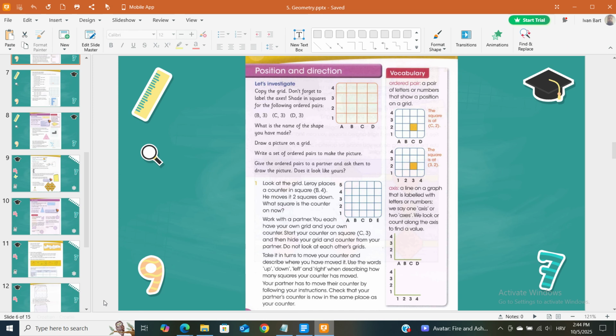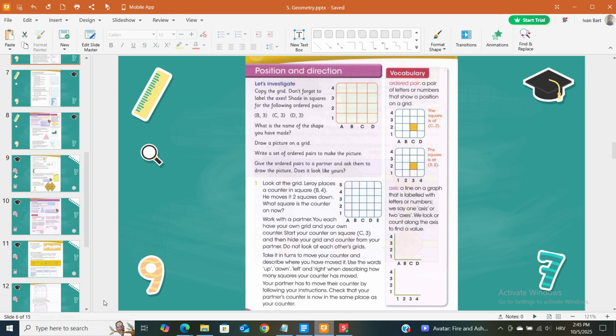1. Look at the grid. Leroy places a counter in square B, 4. He moves it 2 squares down. What square is the counter on now?